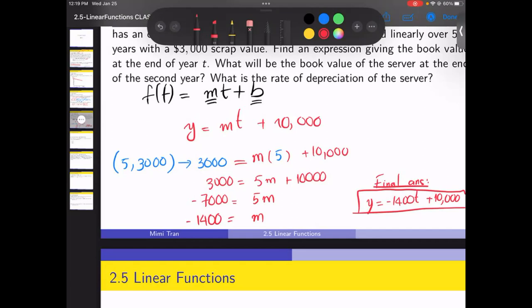Does anyone have a question? On the exam, do you want us to write it out like y equals, like how you did? Just write as much work as you like. Which answer would you prefer, negative 1,400 equals m or y equals negative 1,400t plus 10,000? My final answer is this, the one I boxed. Yes.